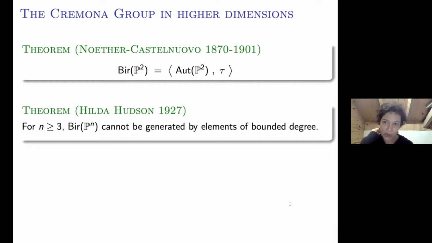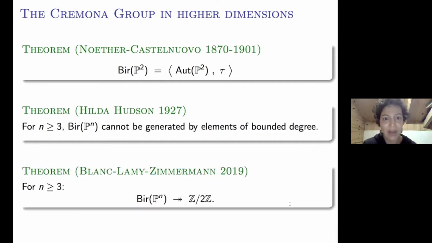And so to illustrate that, I would just like to state this very nice recent theorem by Blanc, Lamy, and Zimmermann. So again, they show that the Cremona group is not simple, but in a very different way. So in the two-dimensional case, Cantat-Lamy showed that the Cremona group of the plane is not a simple group, but any quotient was already known.